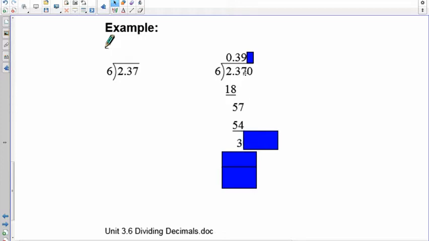All right. Bring down the next digit, which happens to be a 0. Now, how many times does 6 go into 30? 6 goes into 30 exactly, and that's 5 times. So we get 30 take away 30, which is 0, which means we're finished. And the answer is 395 thousandths.